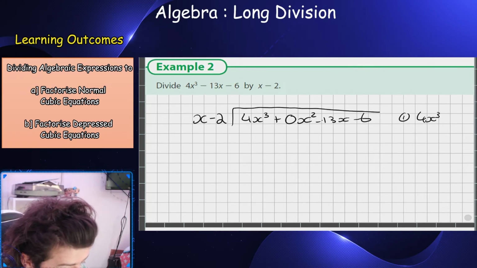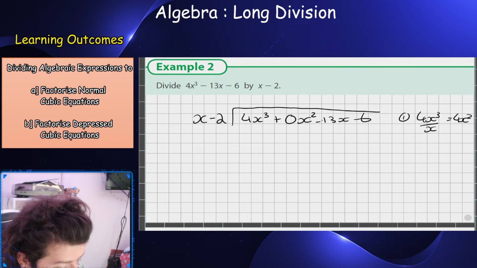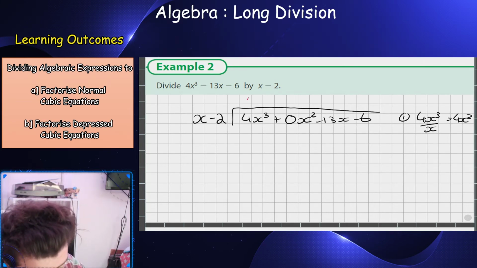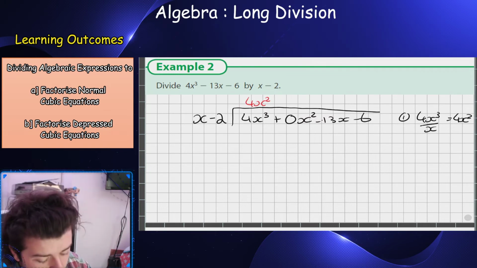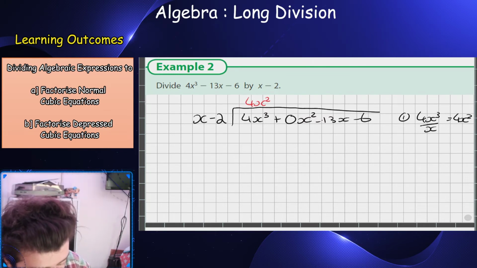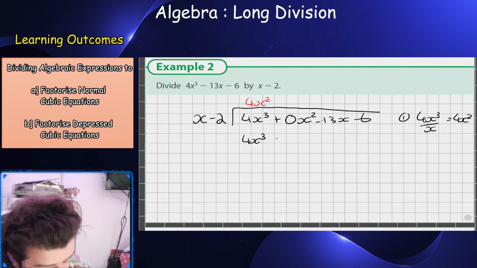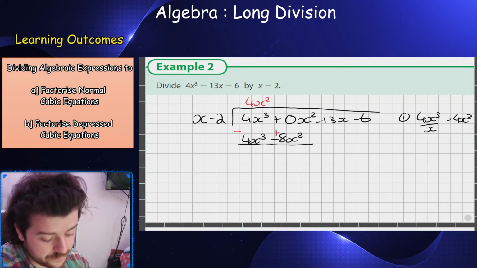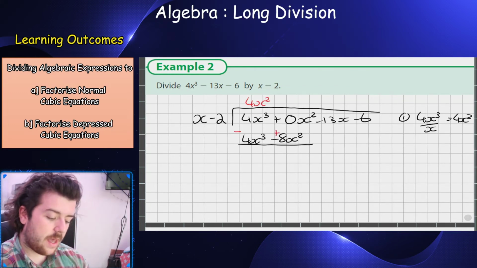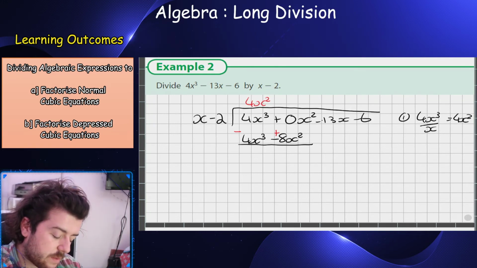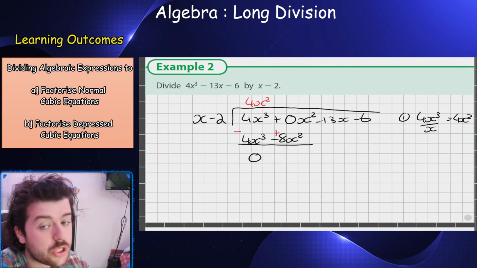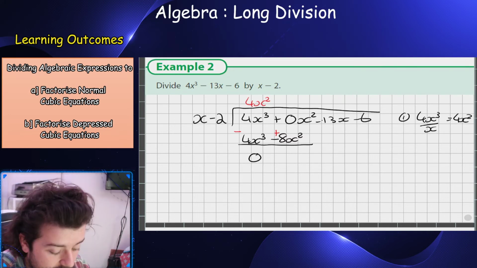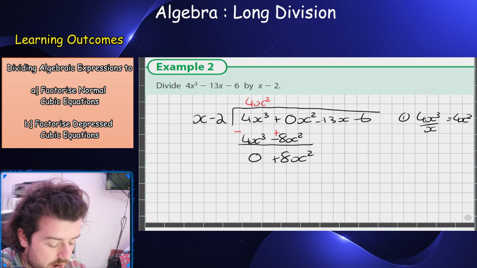Well, 4x cubed divided by x is equal to 4x squared, so put that on top. 4x squared times x is 4x cubed. 4x squared times minus 2 is minus 8x squared. Change the sign because we're taking away, so this negative 8x squared is going to become a plus. So 4x cubed minus 4x cubed is 0, and 0x squared plus 8x squared gives me plus 8x squared.